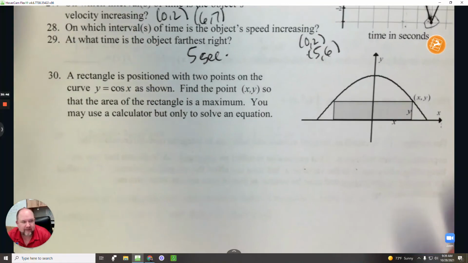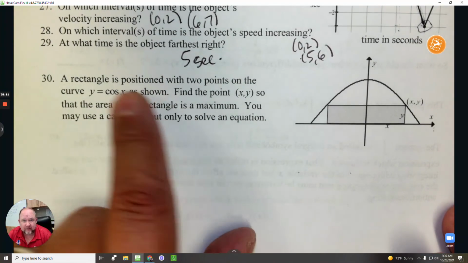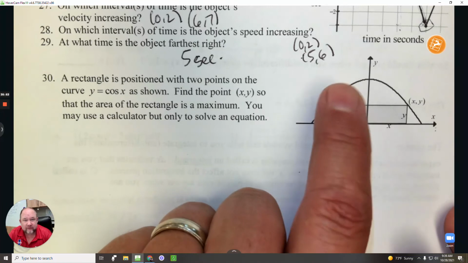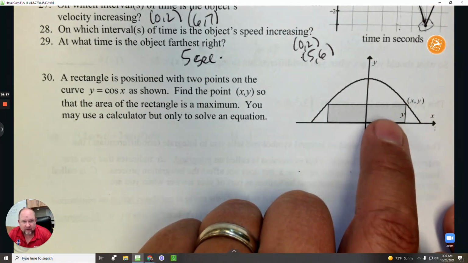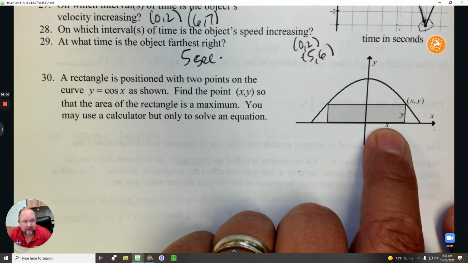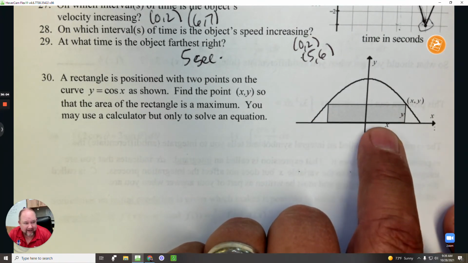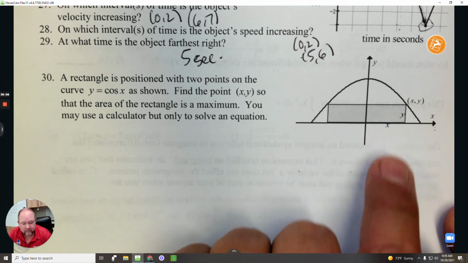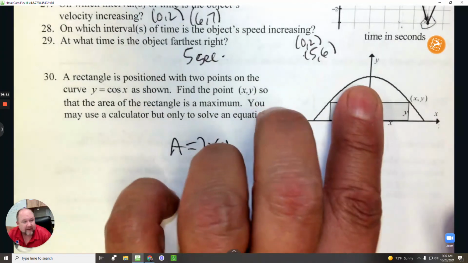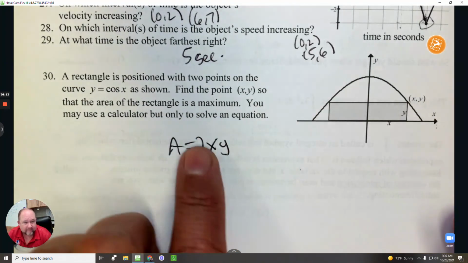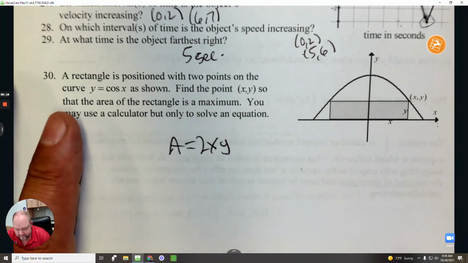While I'm here in the book, I might as well just do it. I have room. Again, you need to write it down in your math notebook, but I'm going to do it here. A rectangle's position, this is y equals cosine x. Find the point so that the area of this rectangle is a maximum. This rectangle is 2 x's and a y. So the area would be x times y, or 2x times y. I think of it as x times y and you double it. Or 2x times y, that's also the area.